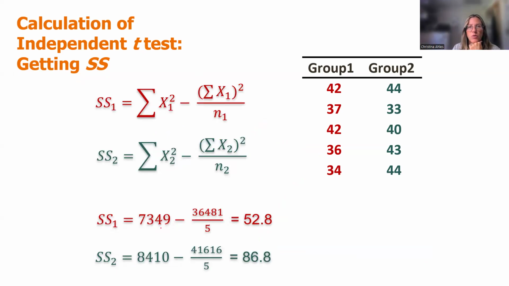Sums of squares for group 1, 7,349 minus, this was that sum of x total squared, 36,481 divided by 5. So we end up with the sums of squares for group 1, 52.8. Sums of squares for group 2, we get 86.8. And that's why I put the little subscript, group 1 versus group 2, just so you can keep them organized. So now we have our sums of squares so we can actually get our pooled variance.